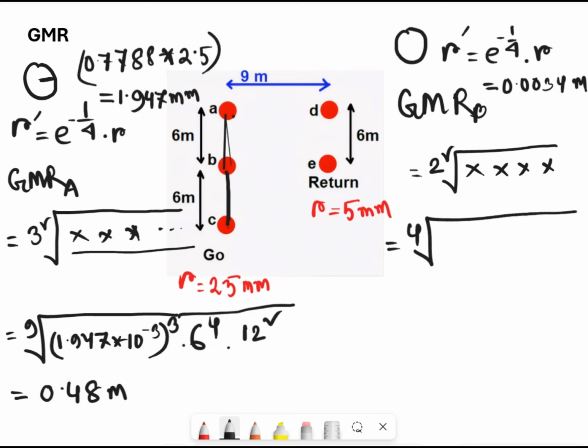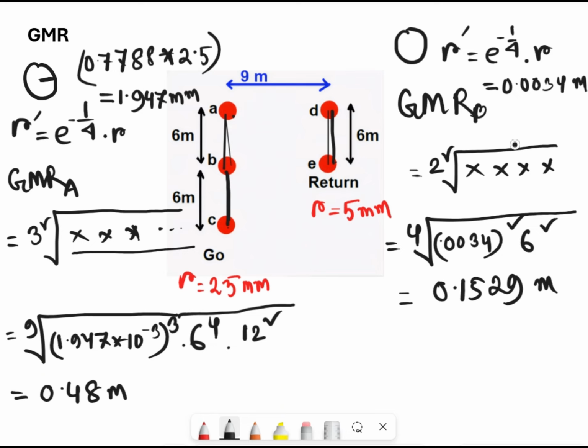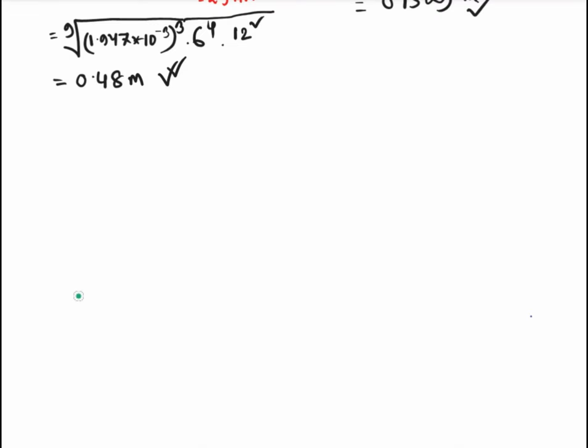Now let's plug in here. It should be 4, and 2 cables means 0.0034 whole square, and another distance from D to E as well as E to D, that is 6. So 2 distances, 6 square. We'll have the value 0.1529 meters. So GMR B is this one, GMR A is this one. So we have almost done.